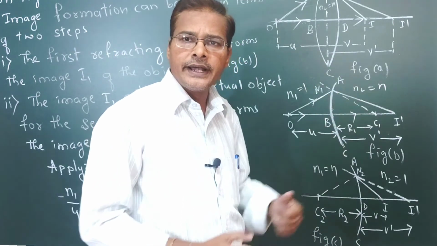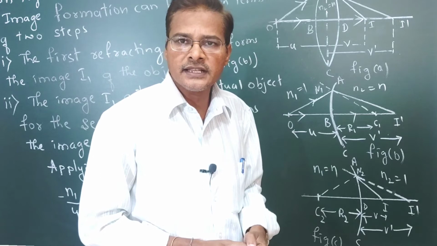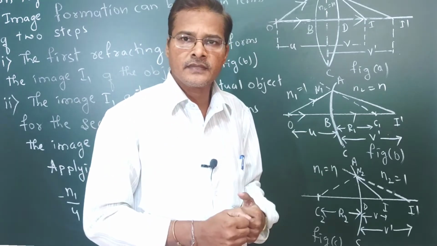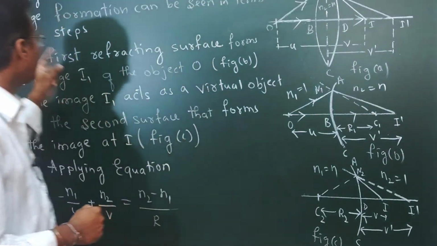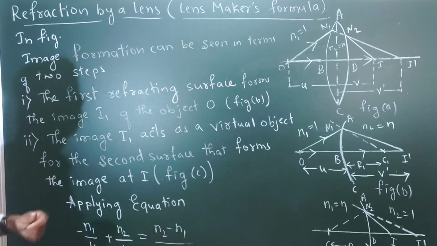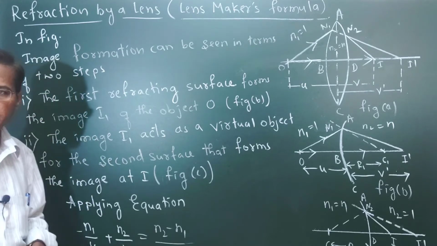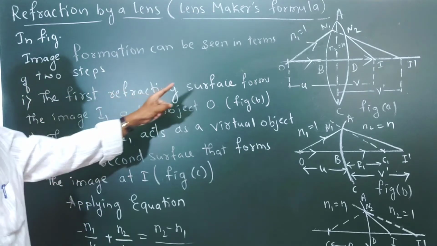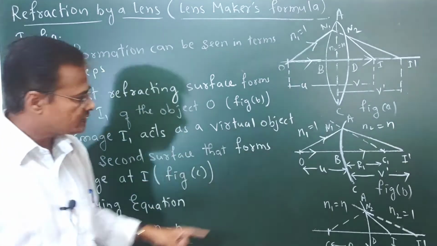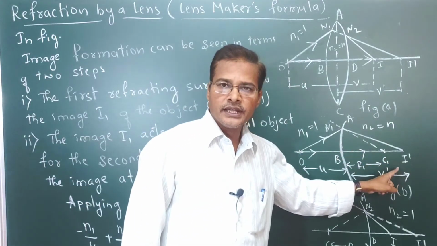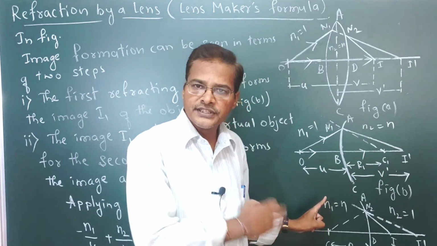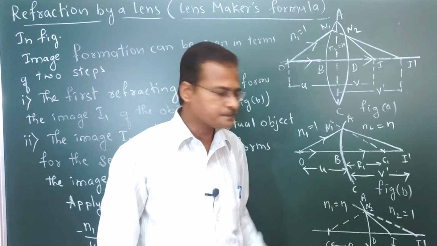By this ray diagram, we are going to understand that refraction takes place in two steps. Here I have written that image formation can be seen in terms of two steps. The first refracting surface forms the image I1 of the object O. This is I1. Object O, this is figure B. I have already explained what will happen here.